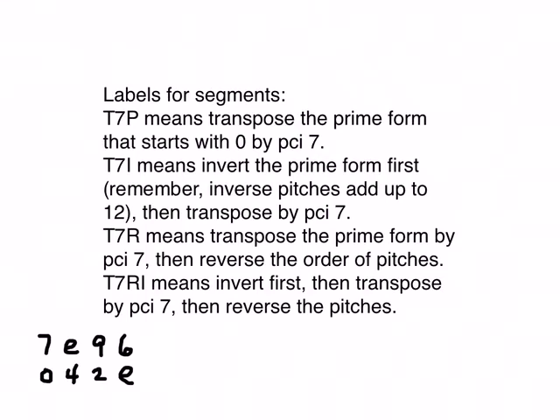So now T7I means take this prime form, and when you invert it, it becomes 0, 8, 10, and 1, and then you transpose by 7. So now the inversion T7I becomes 7, 3, 5, and 8.